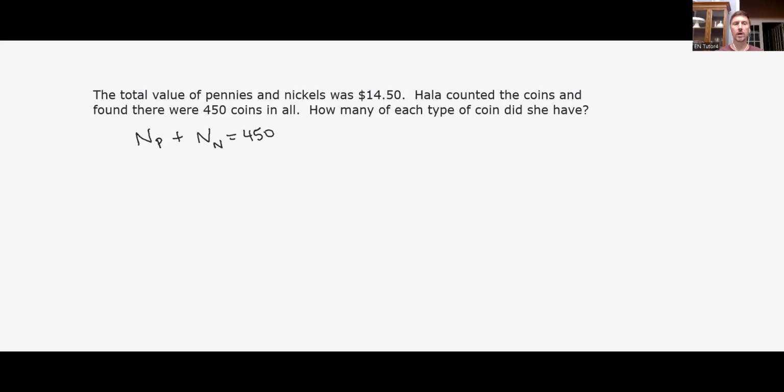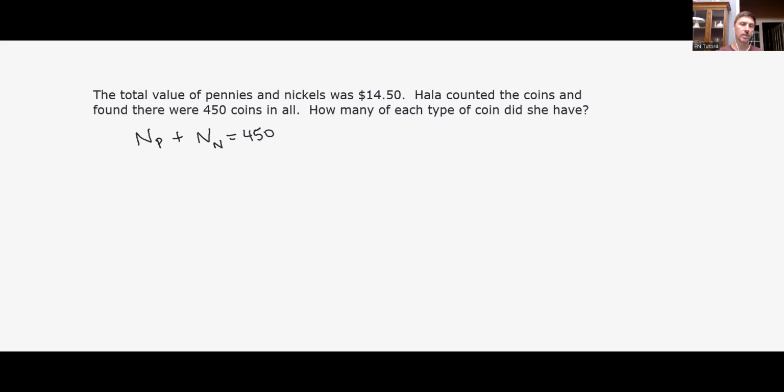Now, the other thing that we know is that the value of these pennies and nickels when added together is going to total $14.50. We have that up here. So what is the value of a penny? Well, the value of a penny is $0.01. We could also say 1 cent, but since our total's given in dollars, we need to make sure our value is also in dollars.